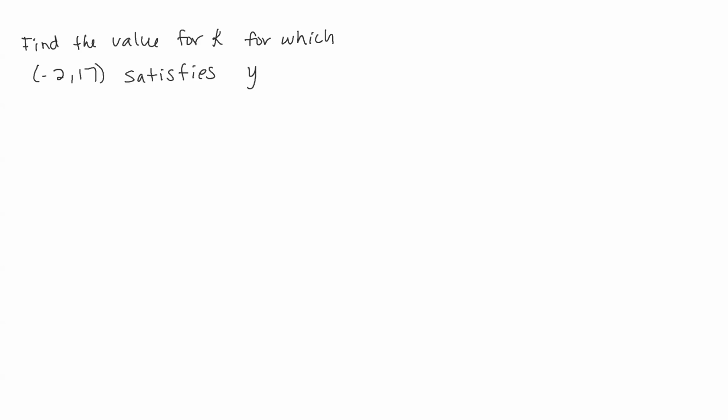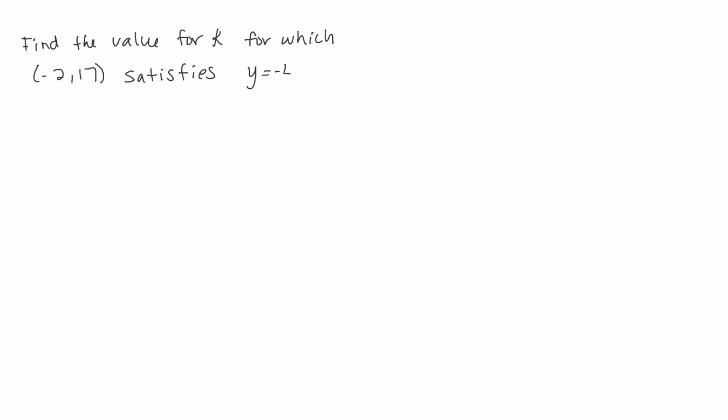Okay. Last example says find the value for K for which -2, 17 satisfies y equals -4k plus, whoops, I wrote that wrong.